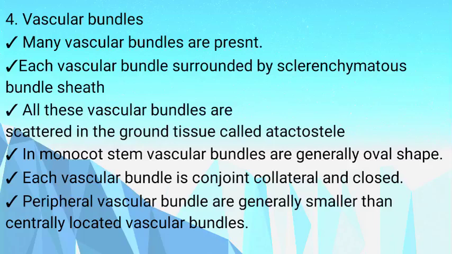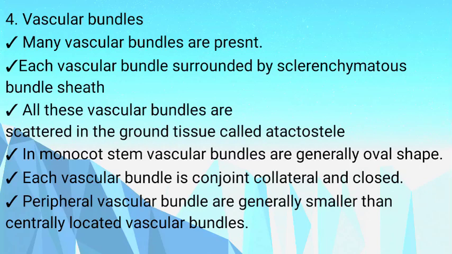Each vascular bundle is conjoined, which means xylem and phloem are arranged on the same radius. Collateral, xylem and phloem are in 1:1 ratio, and closed, which means there is no cambium between xylem and phloem. Closed vascular bundles do not show secondary growth. Here we have to remember peripheral vascular bundles are generally smaller than centrally located vascular bundles, which means peripheral vascular bundles are small in size, central vascular bundles are bigger in size.